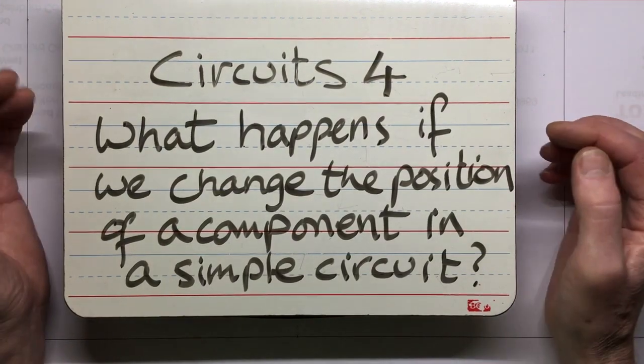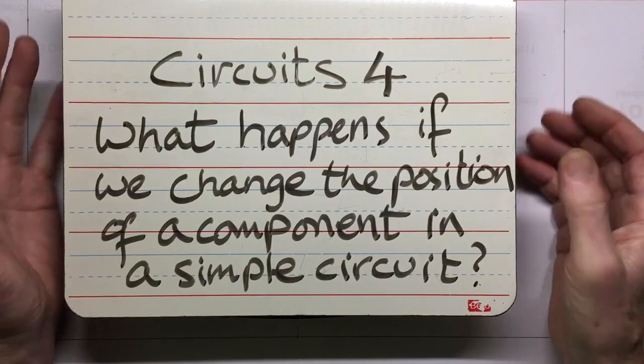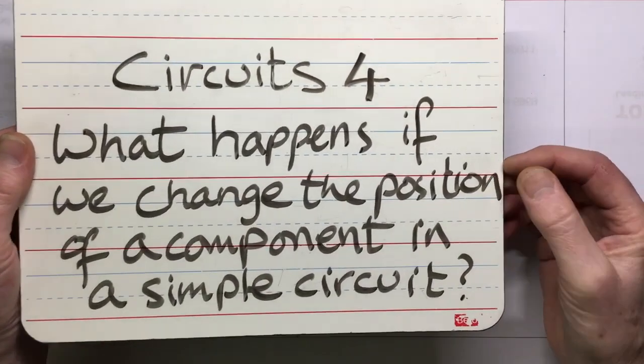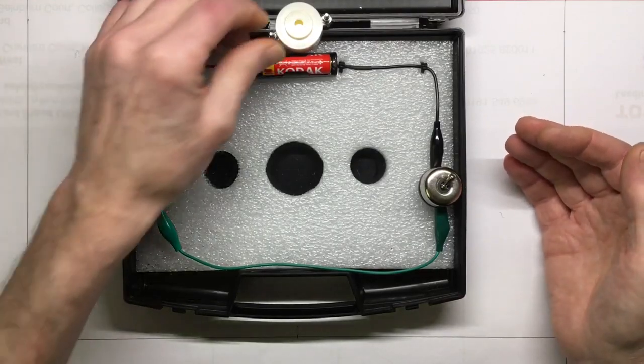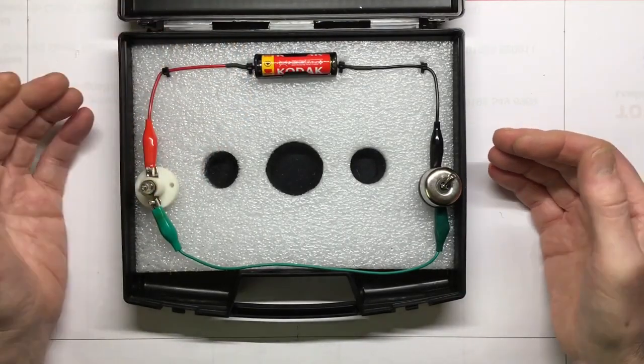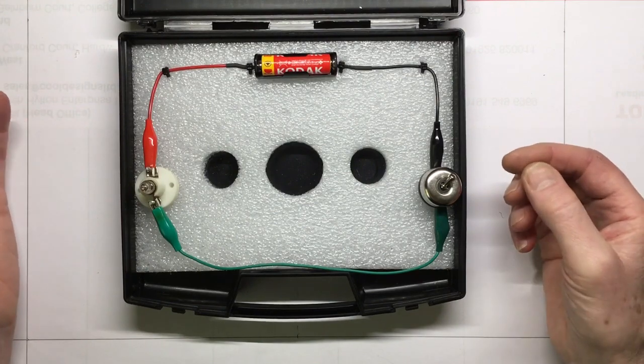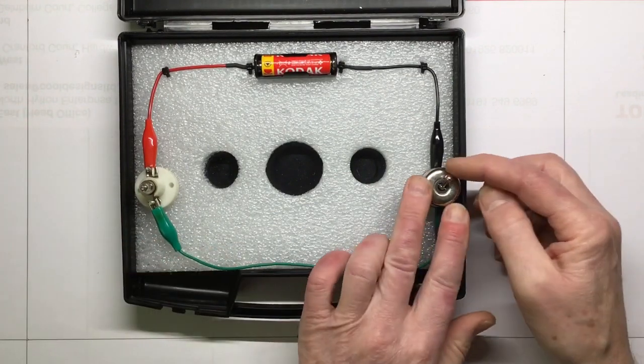So what happens if we change the position of a component in a simple circuit? If we were to move one or more of the parts around into different positions, will the circuit still function in the same way? So let's have a look at that.